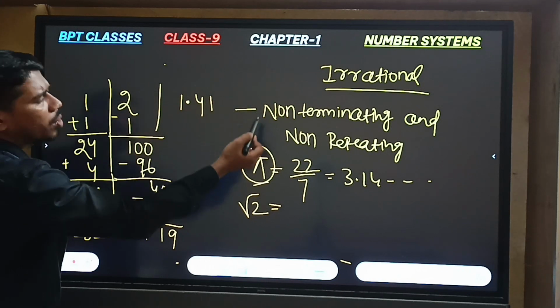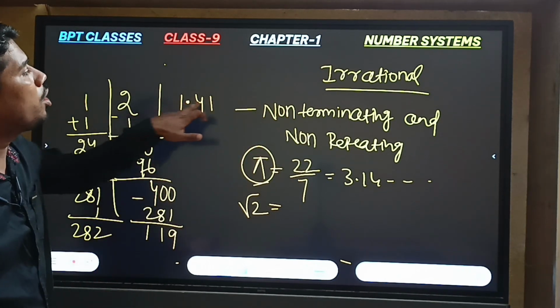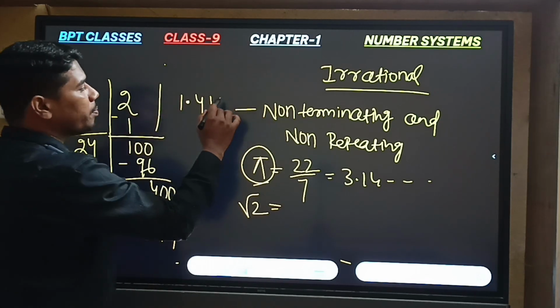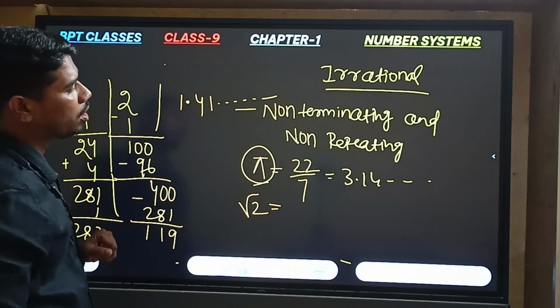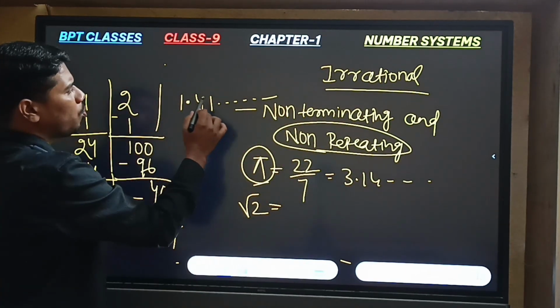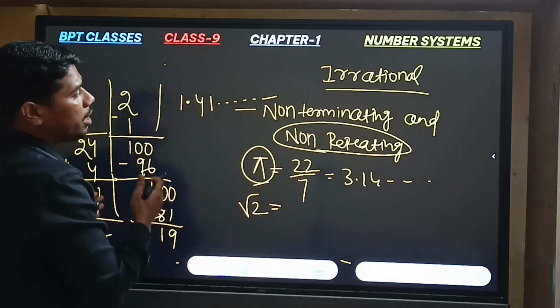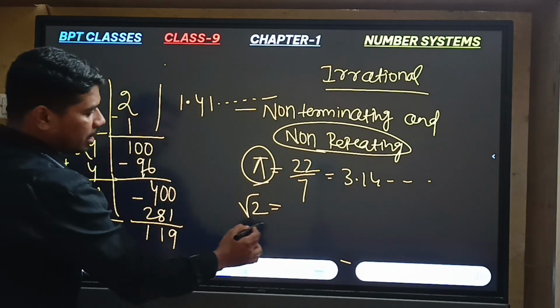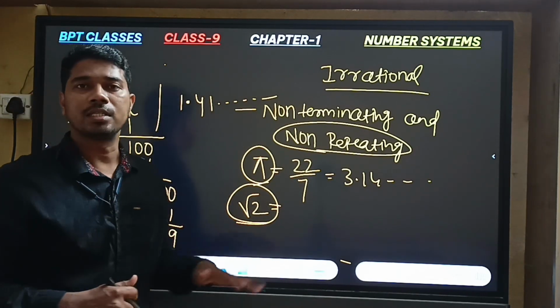So again, any other number will come. So it is non-terminating. It should not be terminated, it will keep going. And it is non-repeating also. 1.41 and then any other number will come. So it is said to be an irrational number. Okay, these were our examples 5 and 6.